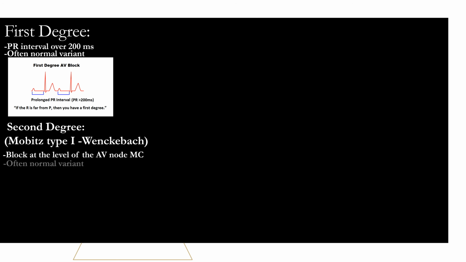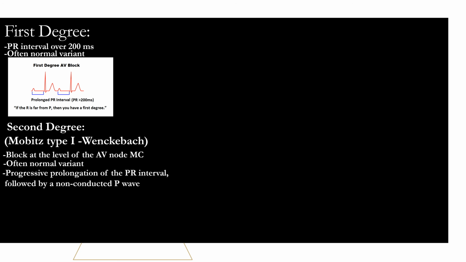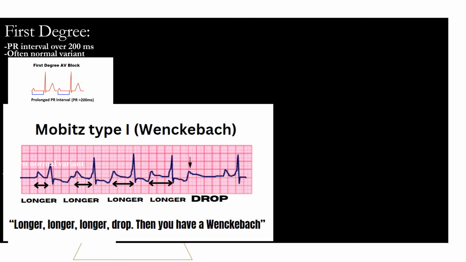Just like in first degree block, remember this can be a normal variant. And then the highest yield piece of info, remember your ECG findings. The PR interval will progressively prolong with each beat until eventually a P wave will fail to conduct to the ventricles, leading to a dropped beat. And you, of course, remember this by remembering longer, longer, drop, then you have a Wenckebach.